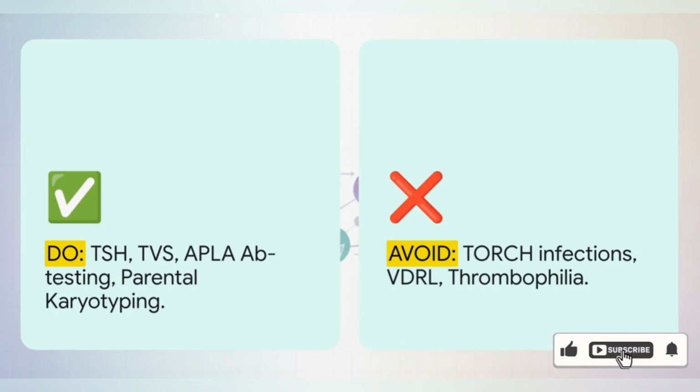But what should you not do? TORCH infections and VDRL for syphilis. Also, avoid routine thrombophilia testing. The examiner will confidently put TORCH in the options to tempt you. Eliminate it completely for recurrent abortion workups.